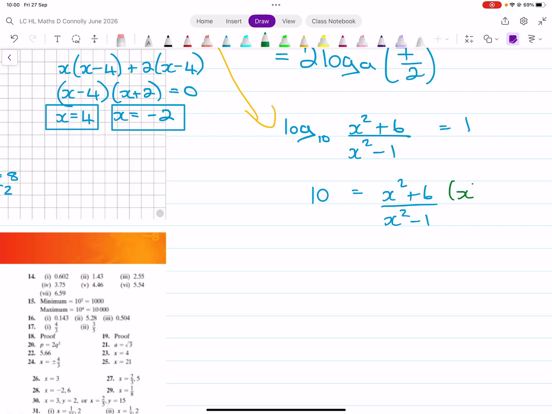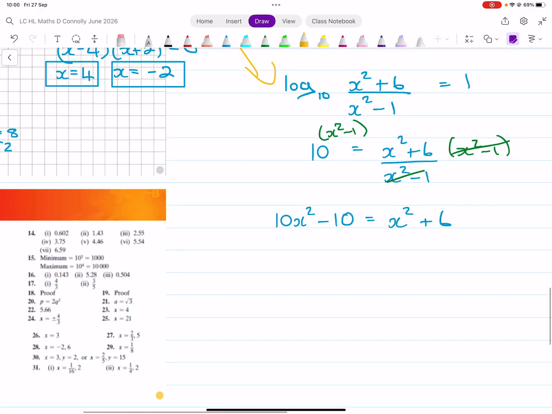I can multiply by x squared minus 1 to cancel and multiply here by x squared minus 1. So I get 10x squared minus 10 equals x squared plus 6. If I minus x squared here to cancel, minus x squared there, and minus 6 here, minus 6 here. That is 9x squared minus 16 equals 0. Well done if you recognized this. It's a difference of 2 squares.